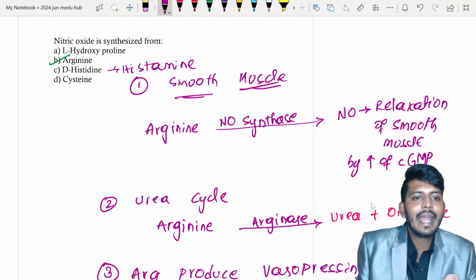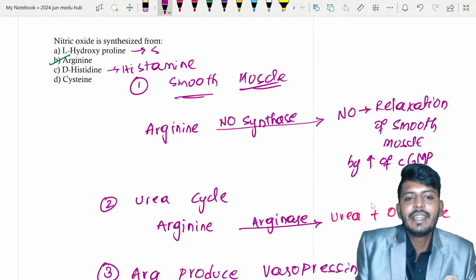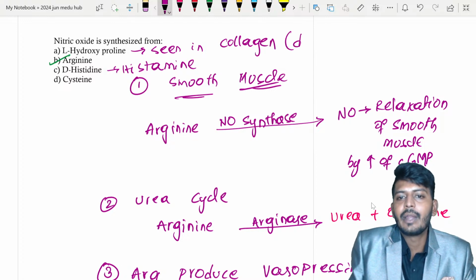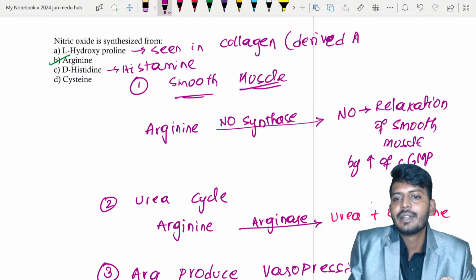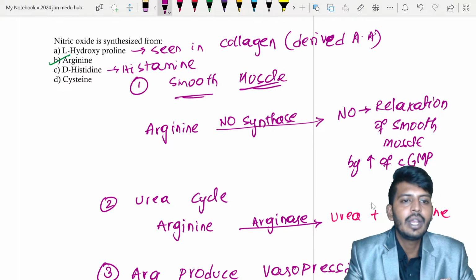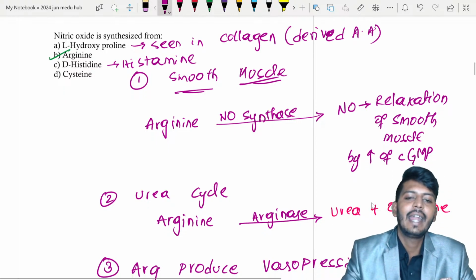And L-hydroxyproline is seen in collagen. It is an example of a derived amino acid. So this is the story of your nitric oxide and arginine.